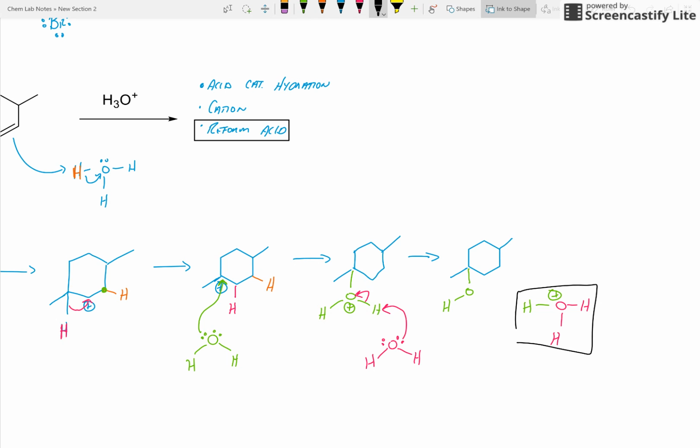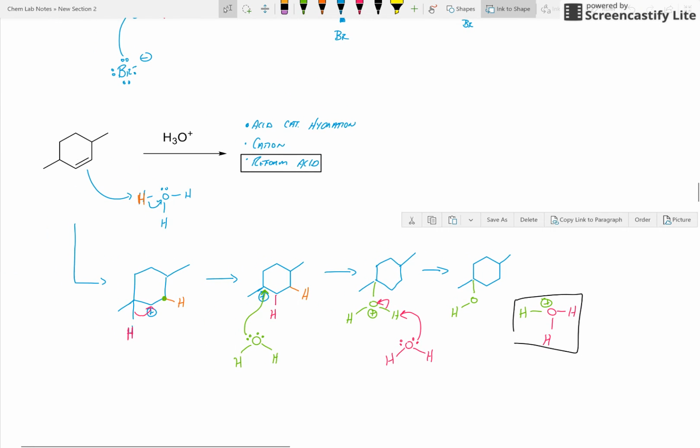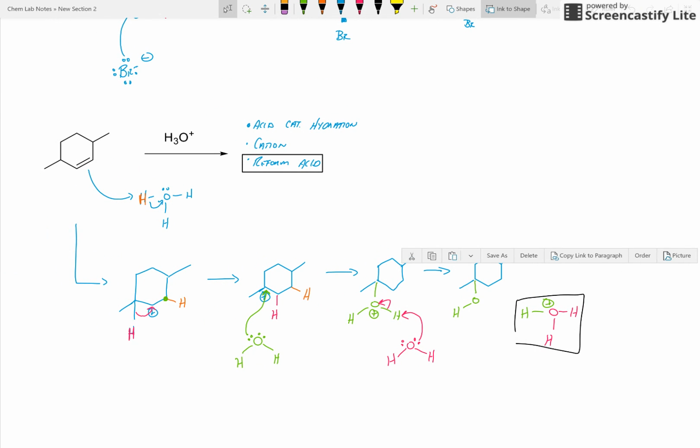All right, so there is our mechanism for acid-catalyzed hydration. Oops, sorry about that. We have to bring in some water as a solvent, right? Or we have to bring in some water because it's a solvent to kind of do some of the shuttling around of protons and things like that.